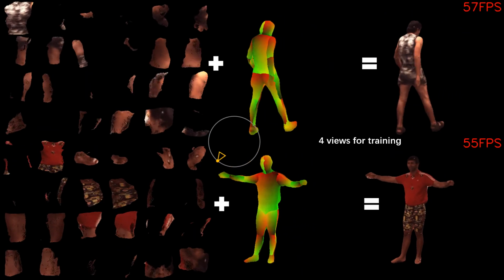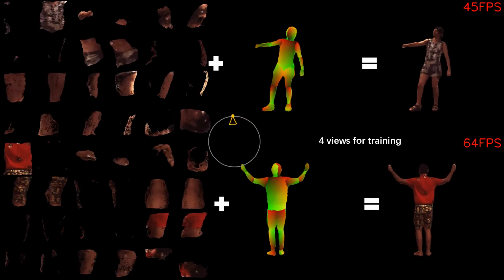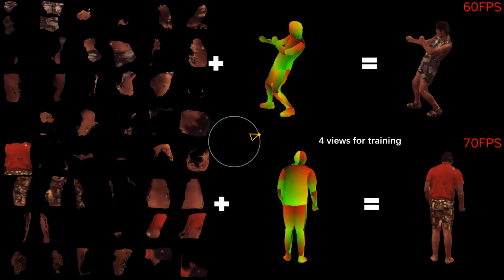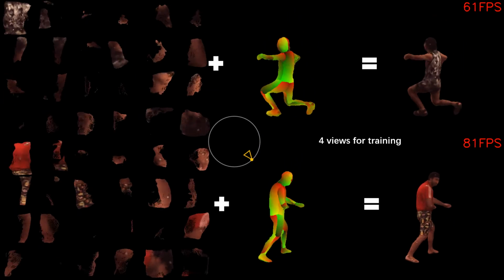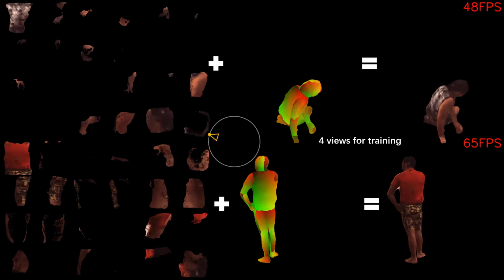We also evaluate on the most challenging Human3.6M dataset, with only 4 views available for training. As shown here, our method generates high-quality appearance results in real time, even with rich textures and challenging motions.